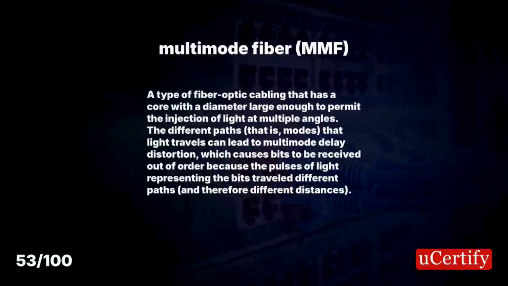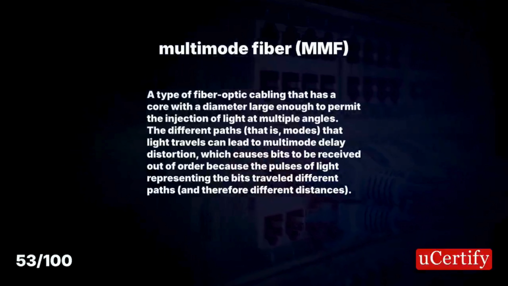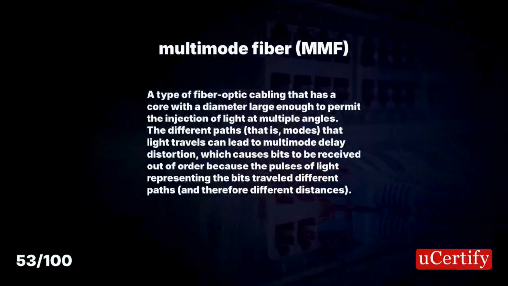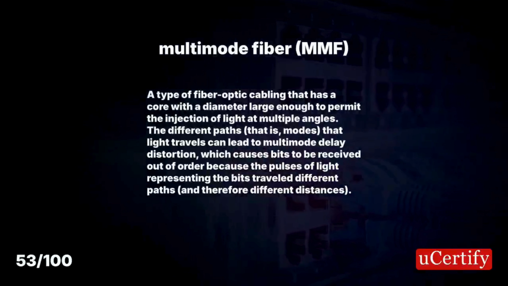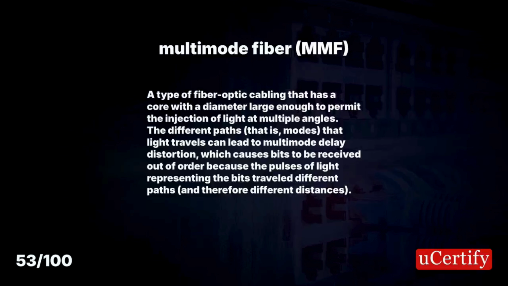Definition: a type of fiber optic cabling that has a core with a diameter large enough to permit the injection of light at multiple angles. The different paths, that is, modes, that light travels can lead to multimode delay distortion, which causes bits to be received out of order because the pulses of light representing the bits travel different paths and therefore different distances.